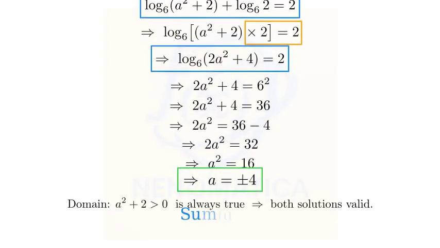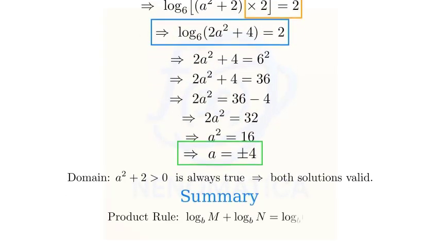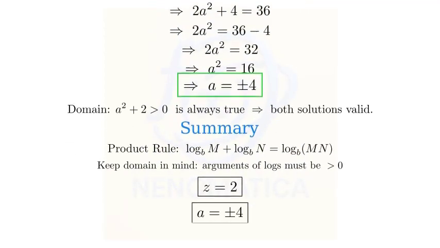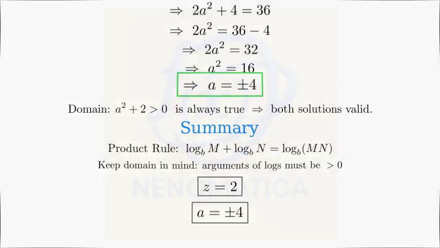Summary. Use the product rule to combine logarithms, convert to exponential form, solve the resulting algebraic equation, and always check the domain of the original logarithms. Final results. Z equals 2 for problem 1, and for problem 2, a equals plus or minus 4.